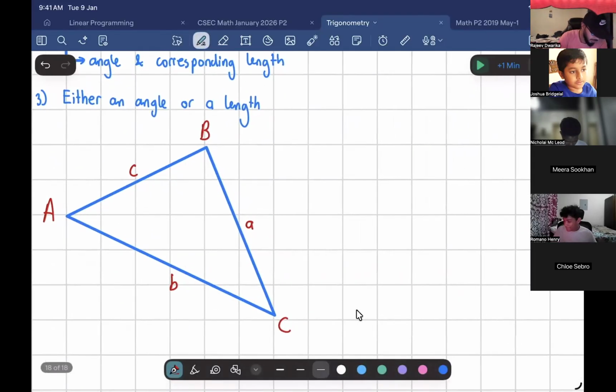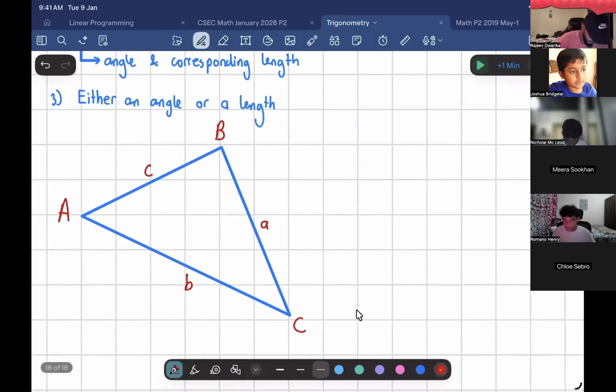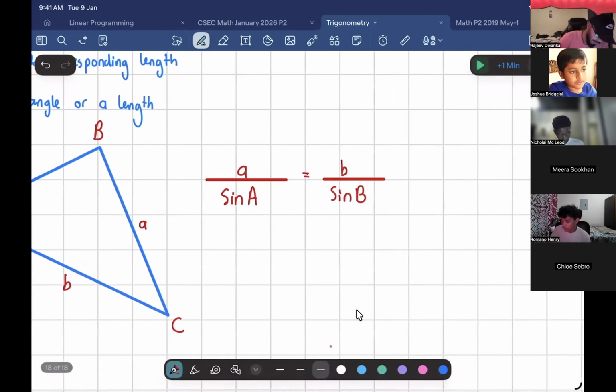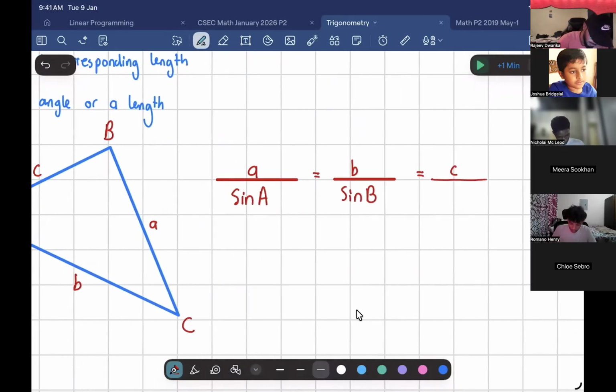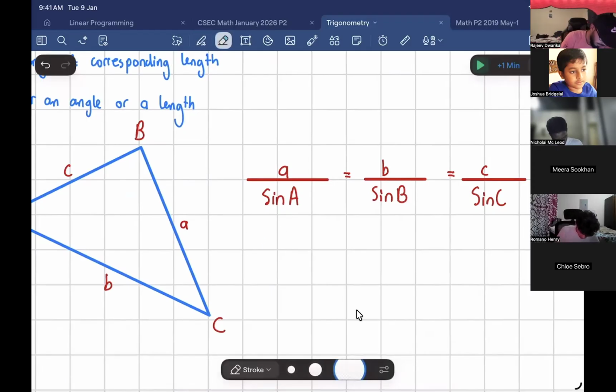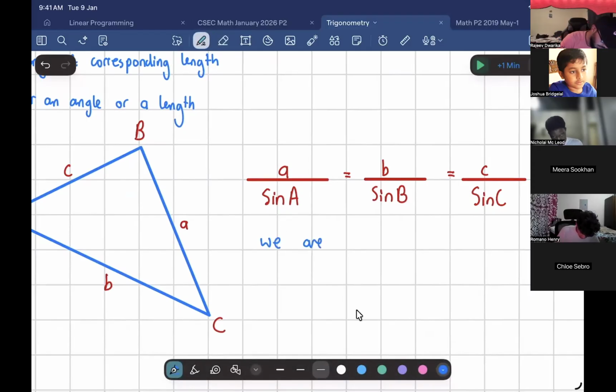Anyways, so this is what the sine rule would look like. It's a over sine A, is equal to b over sine B, and that will be equal to c over sine C. Now, at any given point in time, we are going to use 2 out of the 3.